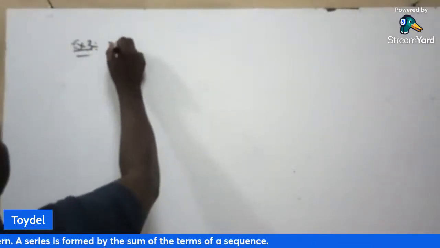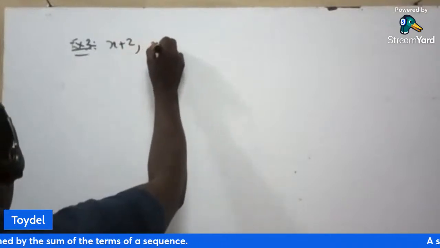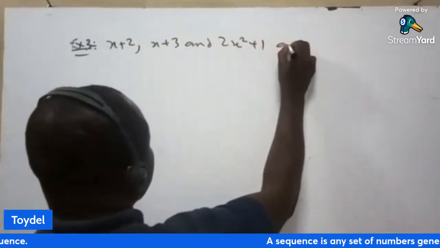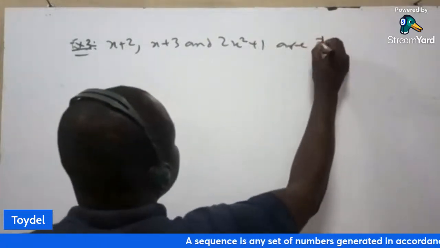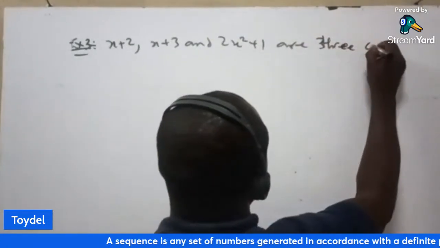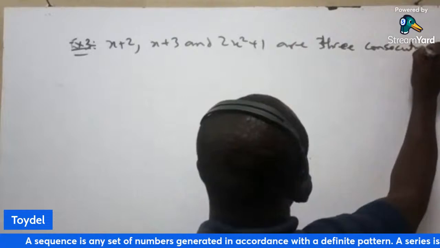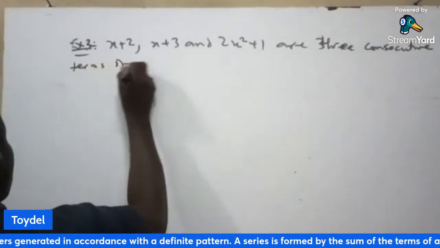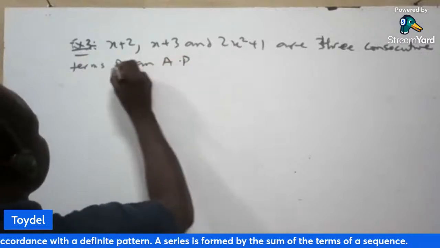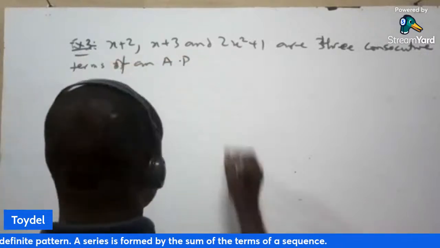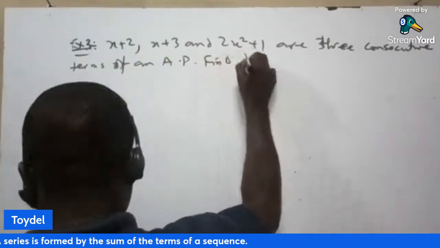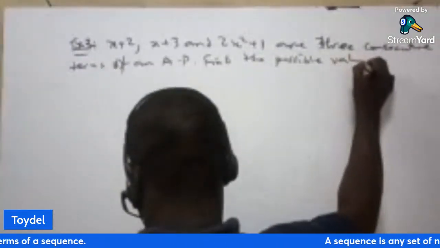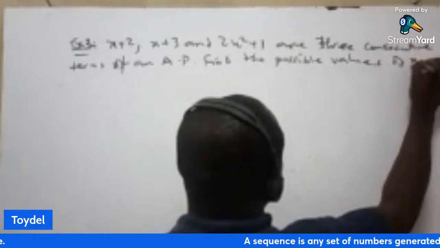For instance, if you have x minus 2, x plus 3, and 2x squared plus 1, these are three consecutive terms of an AP. Find the possible value or values of x.